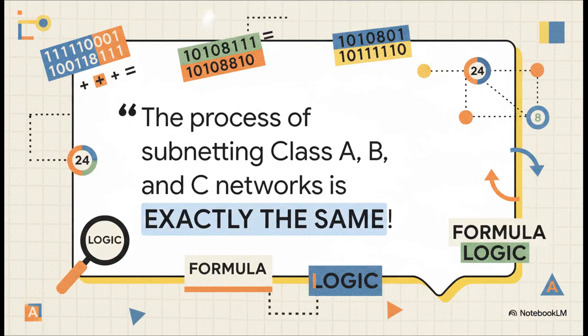I want you to really let this sink in, because this might be the most important thing you hear today. That process we just learned for a small Class C network, it is exactly the same for big Class B networks and even huge Class A networks. The numbers get bigger, sure, but the method, the formula, the logic, it all stays the same.